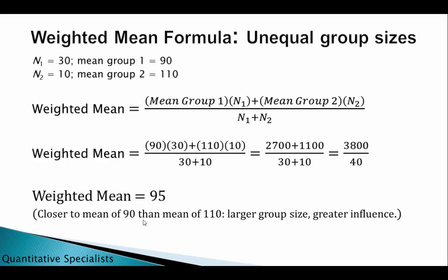Let's go ahead and take a look at one more example. Here we have unequal group sizes again, but this time the first group has the larger group size and the second group has the smaller group size. And we have the exact same means as we've had in all the examples, 90 and 110. So when we plug these values in, we get a weighted mean of 95. And notice this time, with unequal sample sizes, the weighted mean is closer to the mean of the first group. And that's because this first group has the larger group size.